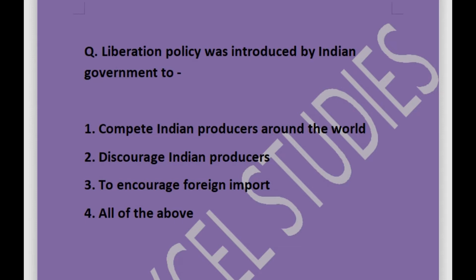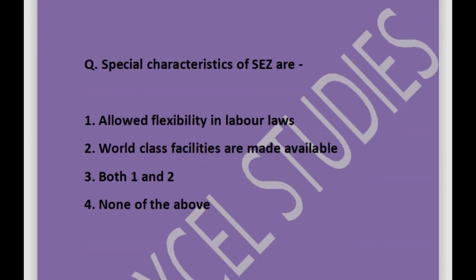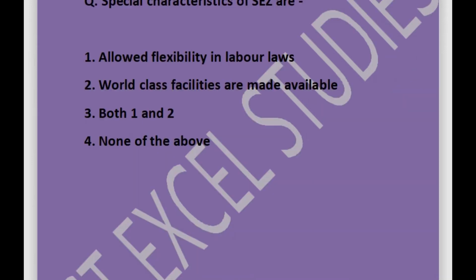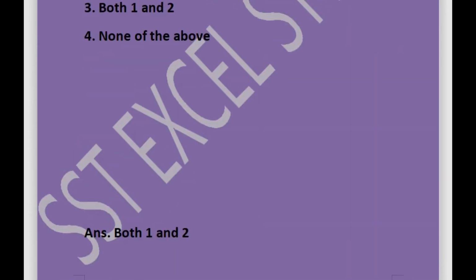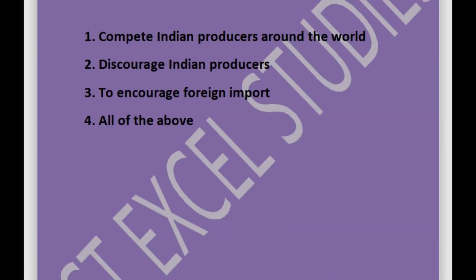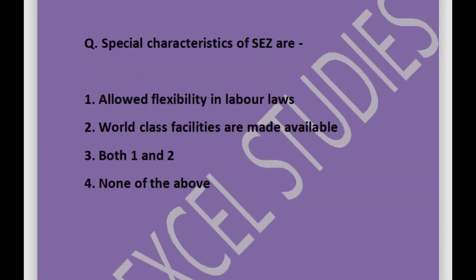producers around the world. Next question is: special characteristics of SEZ are? Options are allowed flexibility in labor laws, world-class facilities are made available, or both 1 and 2, or none of the above. Answer is both 1 and 2, means it allows flexibility in labor laws and world-class facilities are made available for SEZ.